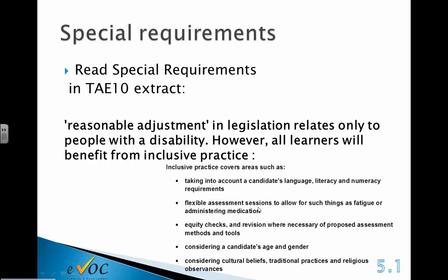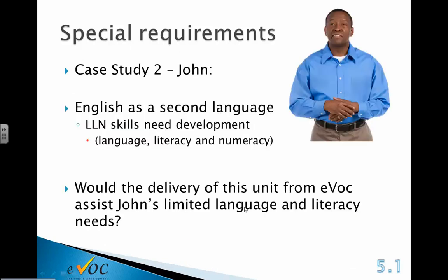Now, I'll just move on and we can have a look. We've got to consider age and gender, cultural and religious beliefs. We have to consider people's fatigue levels or medical needs. So we'll look closely at John in case study 2. We've created John as having English as a second language. So there's some LLN skills that need developing. Language, literacy and numeracy, sorry.